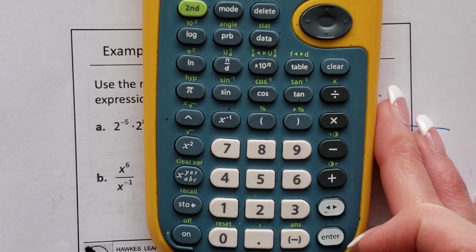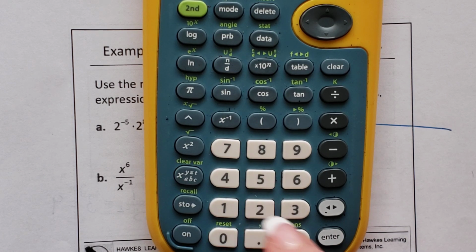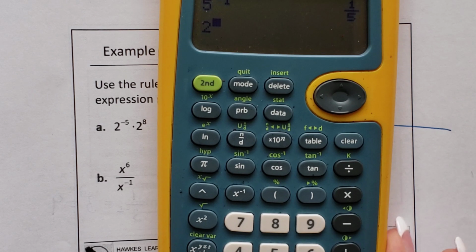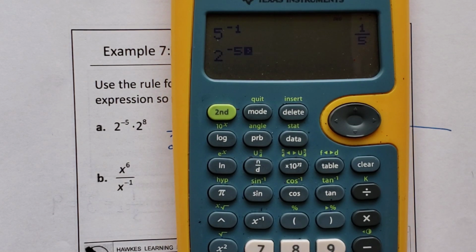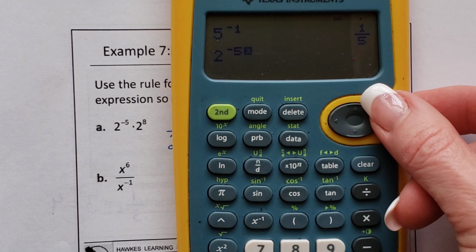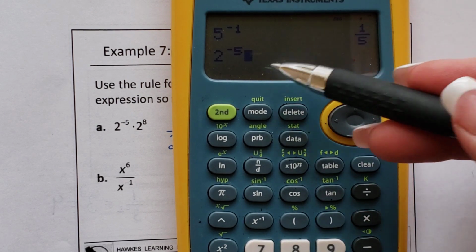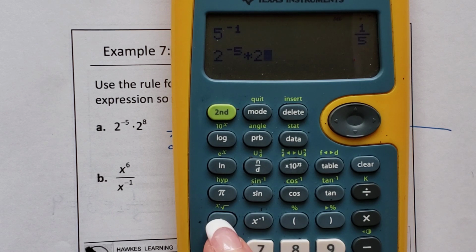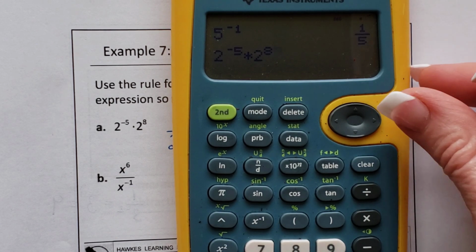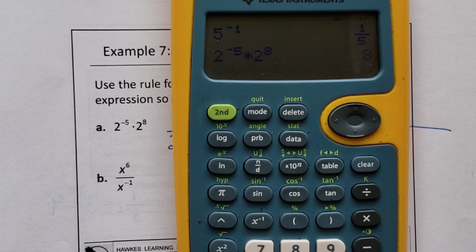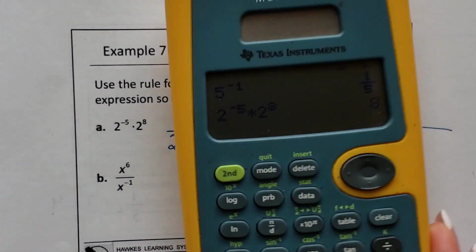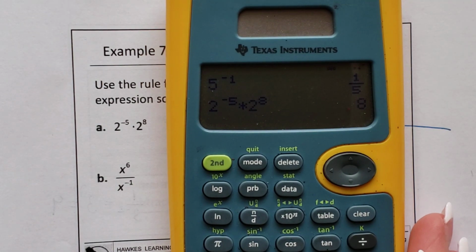So let's do that. Let's say 2 raised to the negative 5th. Make sure you right arrow so you can get down to the regular section, not just up here in the exponent. I'm going to multiply that by 2 to the 8th. I'm going to right arrow and hit enter, and my answer is 8. So even without doing any of those steps, I use my calculator, type it in, and it goes straight to the final answer.